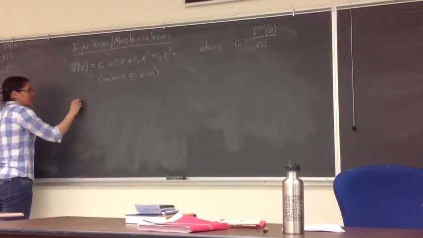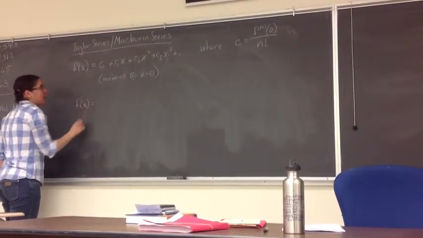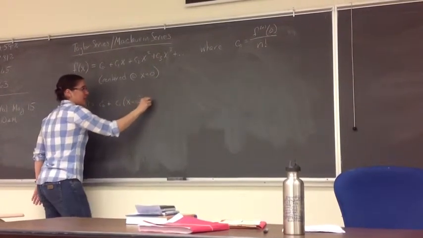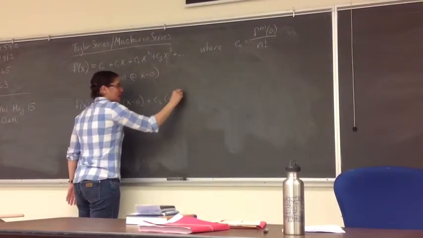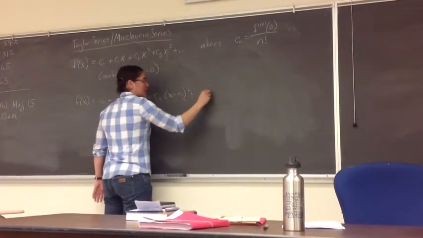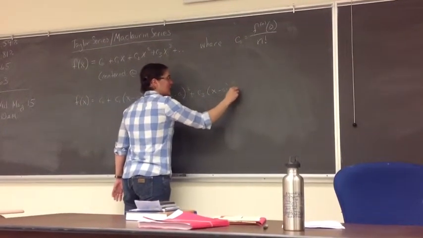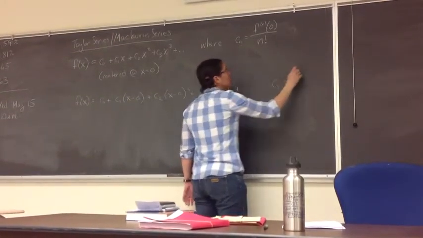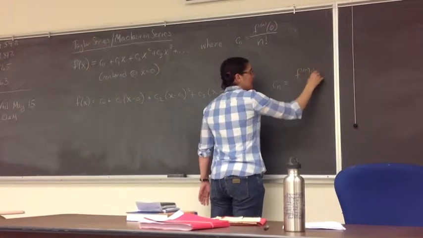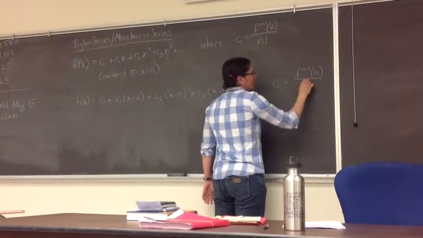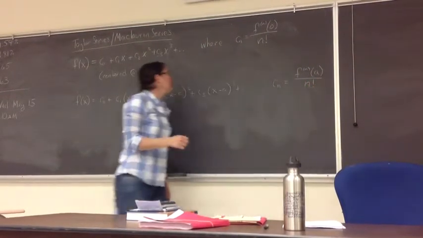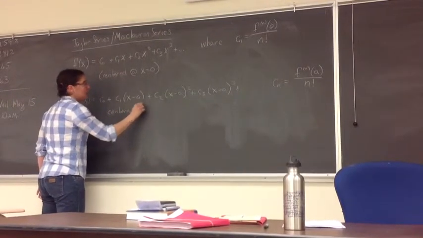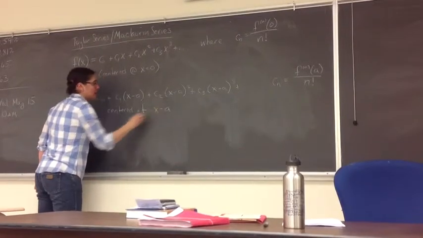And then the other option is that we have f of x is equal to c0 plus c1 times x minus a plus c2 times x minus a squared plus c3 times x minus a to the third plus dot dot dot, where Cn is equal to the nth derivative evaluated at whatever that x value a is. And so this is our power series that is centered at x is equal to a.